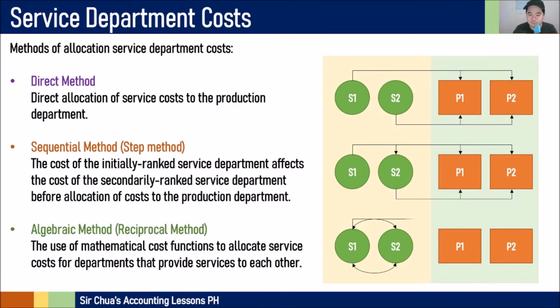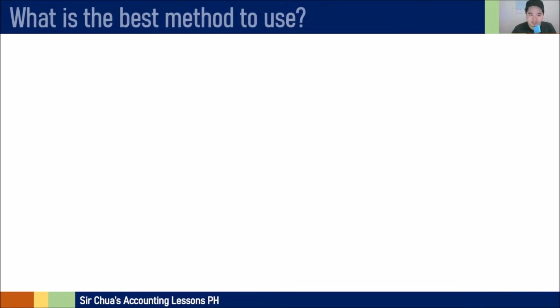After that happens, S1 will then be allocating it to P1 and P2, and S2 will also now be allocating it to P1 and P2. Okay? So, that's what happens in the service department cost allocation. Now, the question is, okay, we have these three methods available. What is the best method to use?